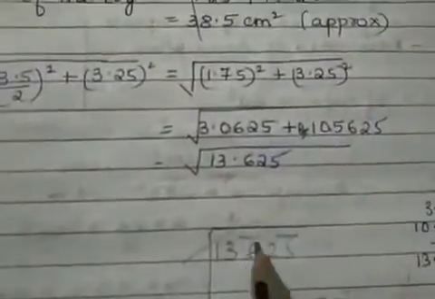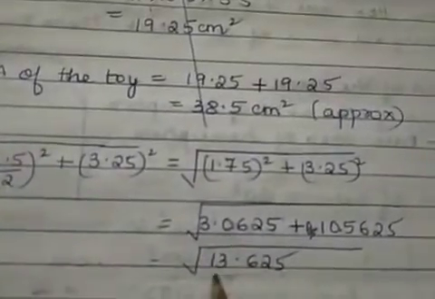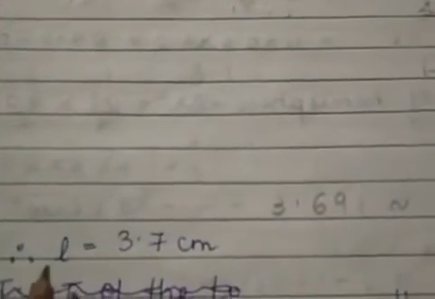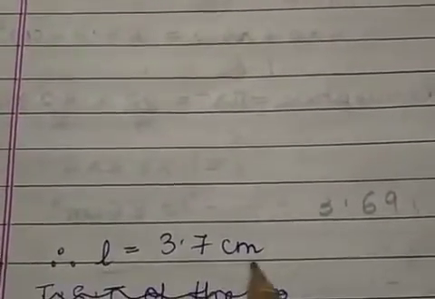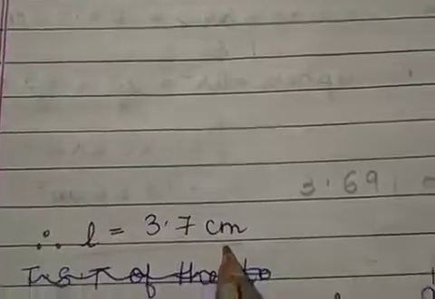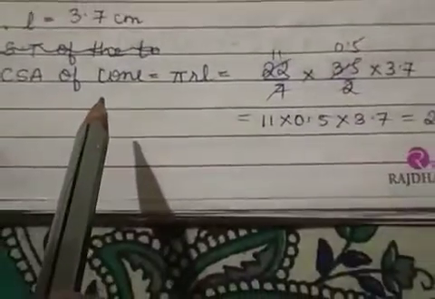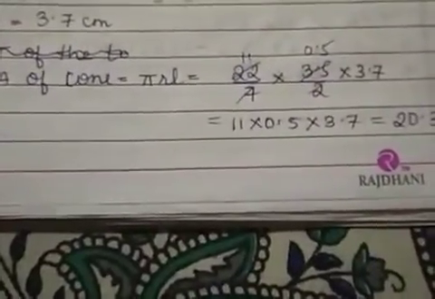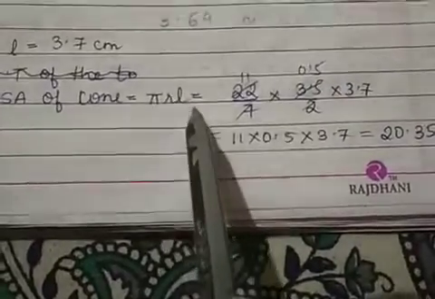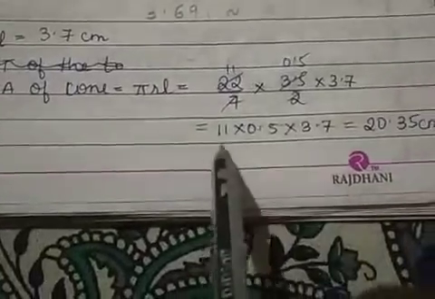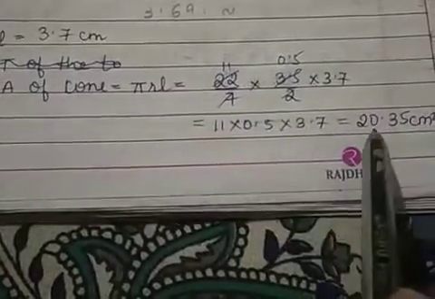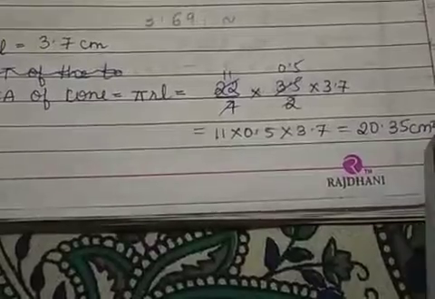So you have to do that to find the square root of this number, and on finding that we get L is equal to 3.75 centimeters, okay? The slant height is 3.75 centimeters. So now we can find the curved surface area of the cone. The curved surface area of the cone is pi RL, and you can substitute all the values that you know, and on simplifying you get this as 20.35 centimeters square.